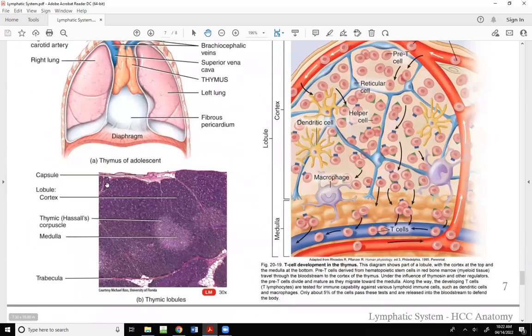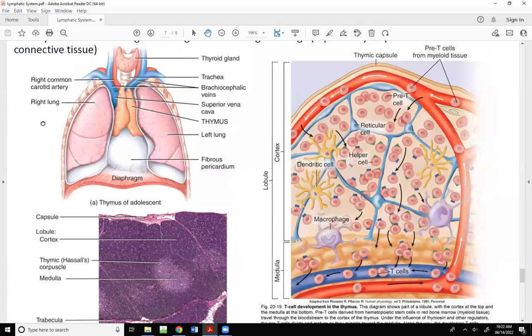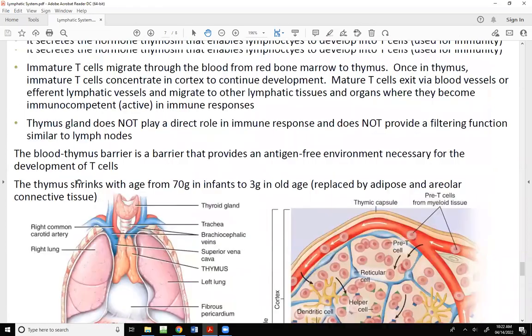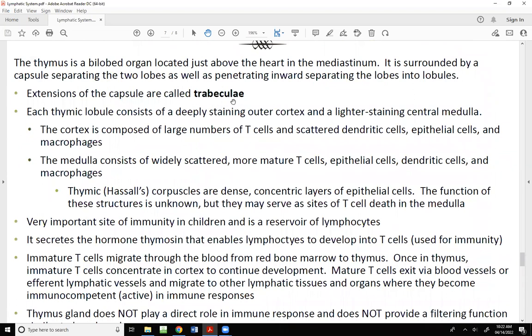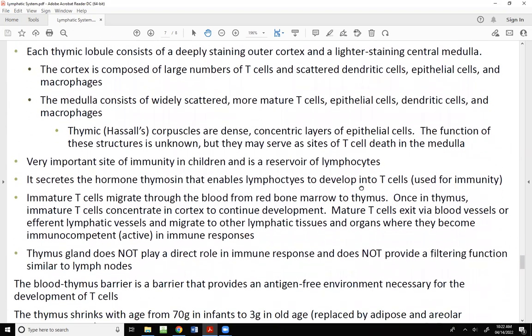Over here on the bottom left, we see the capsule, and you can see some of the extensions inward that create the individual segments called lobules. Here would be one lobule, there'd be another, and we'll get into a little bit more about that in a second. And each extension of the capsule is called a trabeculae, or trabecula if you're singularizing it, just like what we saw with our lymph nodes.